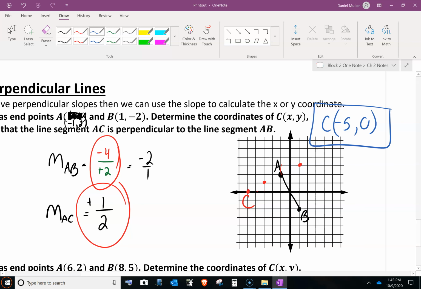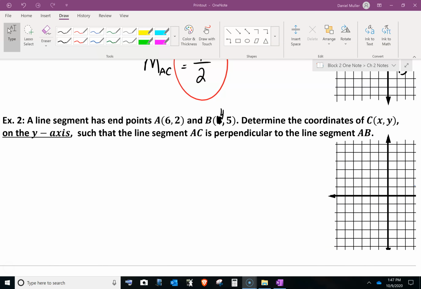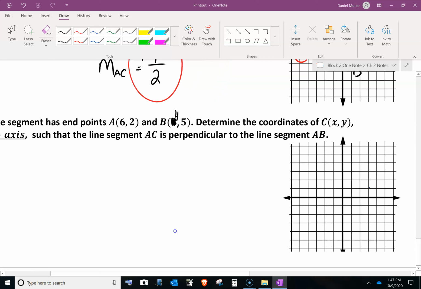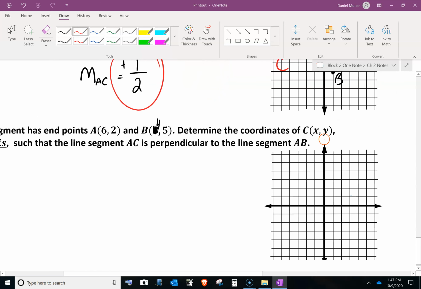Okay, so we're going to try one more here. Example 2: a line segment has 2 points, A and B. Notice I did change B here. Yours should be fine. Determine the coordinate of C, exactly the same as the previous question, but this time it's on the y-axis. So this is the y-axis here.